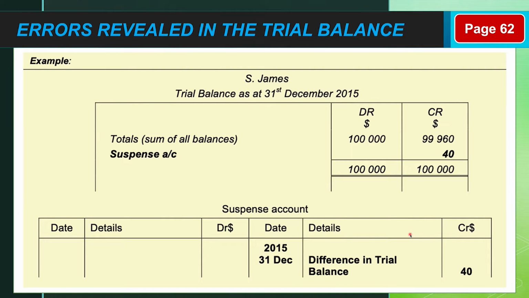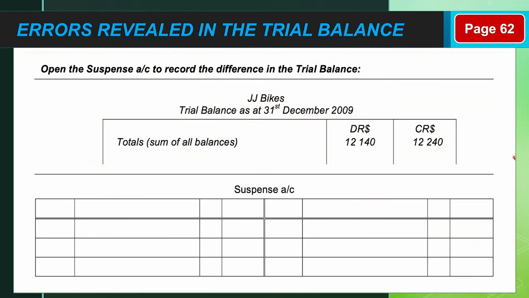So here's another example. This time our suspense account was for the credit side. So we open our T account, and this time we go on the credit side, the year, the date, difference in trial balance, and the amount, $40. It's really, really simple.